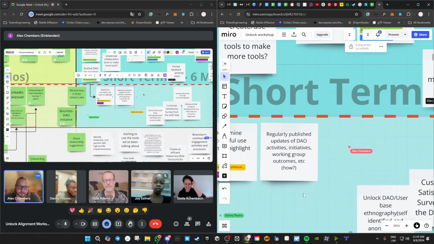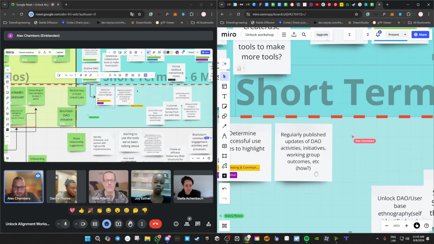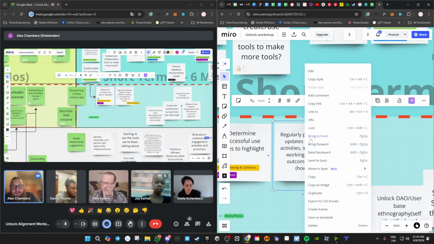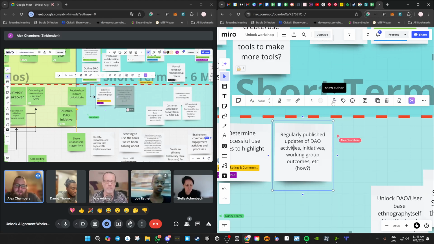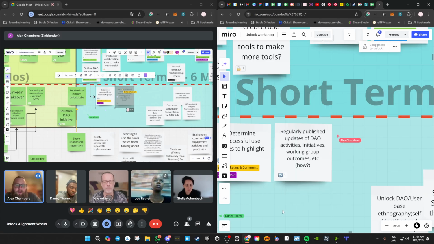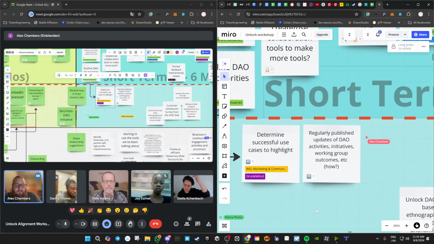Okay, so yeah, I think this is just a work in progress. Yeah, this is going to keep going. So regularly published updates of DAO activities, initiatives, working groups, outcomes, etc. I think I wrote the how on this, because I think that's yet to be determined. Yeah, right. Because we talk about Charmverse. Some people I think said something about a newsletter. There's also how do we communicate outwardly on Twitter or other social media. And I think Sally, you've been doing a really awesome job with that. But would it be helpful to have a little more rigor around it, a framework?